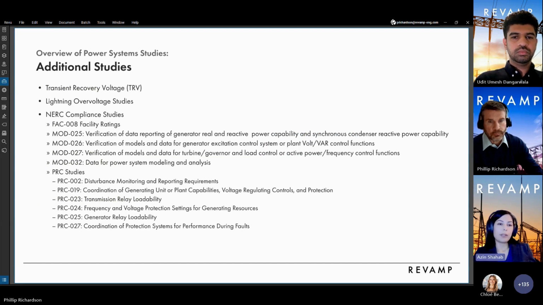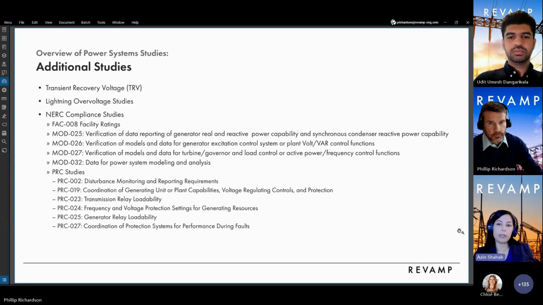We perform additional studies, and the first two studies listed here, TRV and lightning overvoltage, using PSCAD, we do them if required by the client or if there is a project-specific requirement. We also perform NERC compliance studies, which are typically performed at commissioning or post-commissioning and include facility rating studies, model studies, and PRC studies.